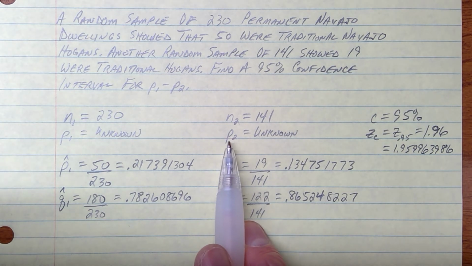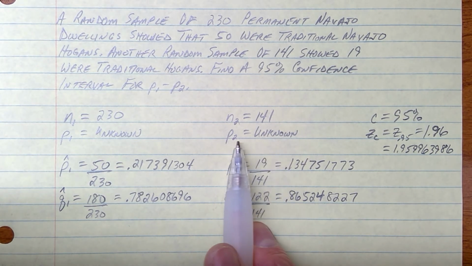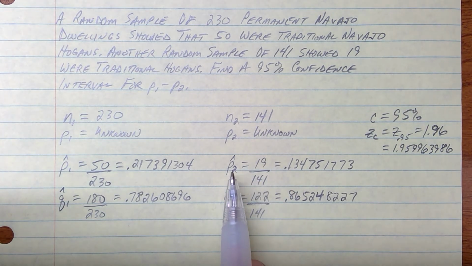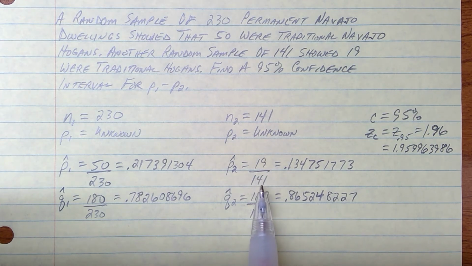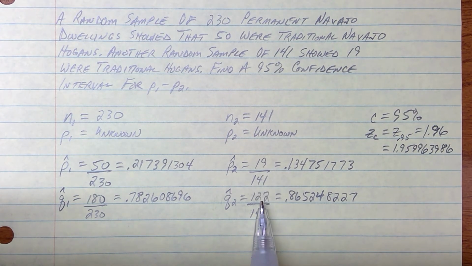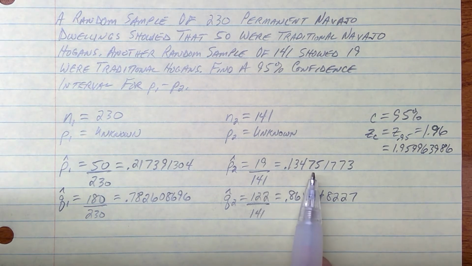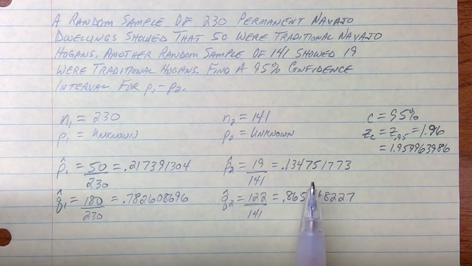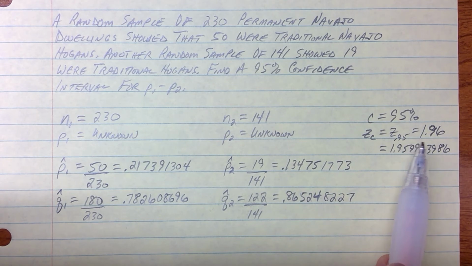Group 2, 141 houses. The true proportion of group 2 is unknown. We'll never know. We're never going to all those houses, but we did go to 141. So the fraction that were hogans, 19 out of 141. The proportion that were not, well, that's the rest of them. If 19 were, then 122 were not, for a total of 141. And there's your decimals. Again, 4 decimal places is almost always enough. 0.1348 is usually fine. 95% means that the Z numbers are going to be both of the 1.96s.